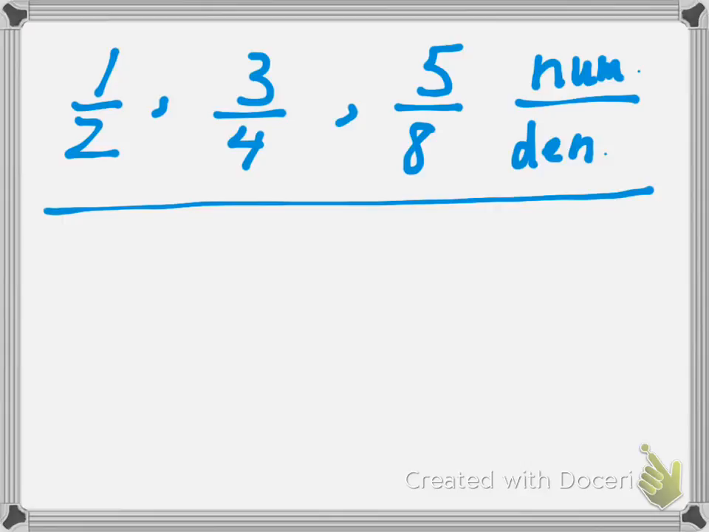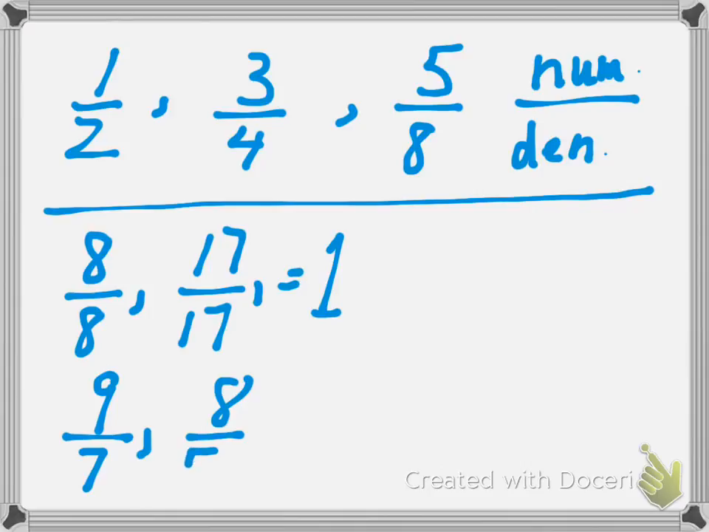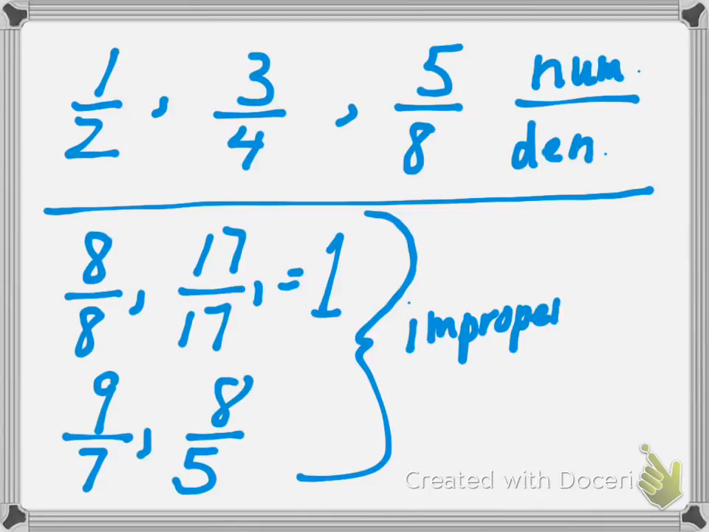An improper fraction is going to be if the numerator and the denominator are identical, in which case they're equal to 1, or if the numerator is larger than the denominator. So these right here are improper fractions. If it will stay a fraction with a smaller numerator, then it's proper.